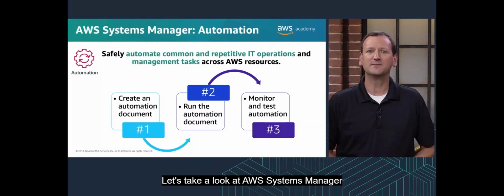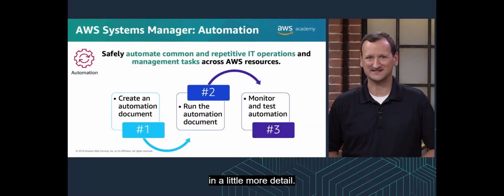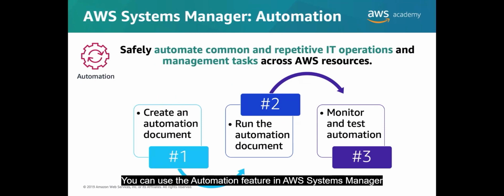Let's take a look at AWS Systems Manager in a little more detail. You can use the automation feature in AWS Systems Manager to define common IT tasks as a collection of steps in an AWS Systems Manager document. You can also author custom automations in JavaScript Object Notation or JSON. You can set up Amazon CloudWatch events to trigger AWS Systems Manager automations.